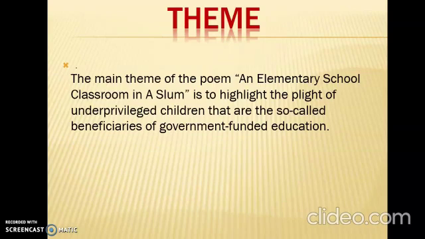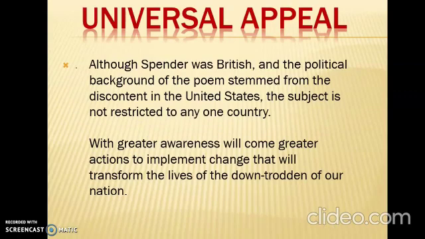The main theme of this poem is to highlight the plight, the problems of the underprivileged children, who are the slum children, that are so-called beneficiaries of government-funded education. Real benefit should be given to them. The poem has a universal appeal. Although the poet was British, he is referring to the discontentment in the United States, but it is not restricted to any country. With greater awareness will come greater actions to implement and change that will transform the lives of the downtrodden of our nation.